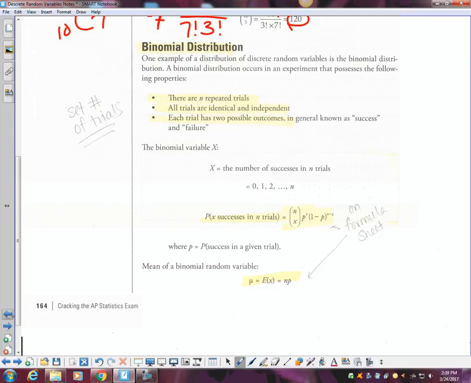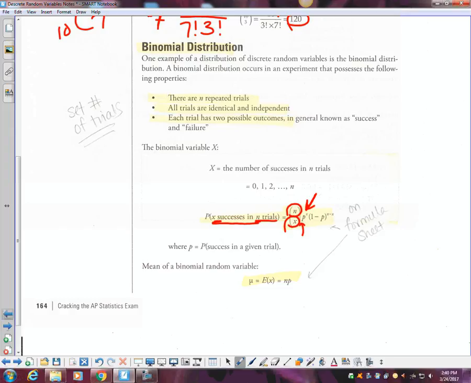And again, this is what's on your formula sheet. So this is the probability of x successes in n trials. So I'm going to shoot the basketball 10 times, and I want 3 successes. So p is the probability of a success to the x, and then 1 minus p, so that's your failure, to the n minus x. Sorry, that's an x, not an n. Where p is the probability of a success in a given trial.